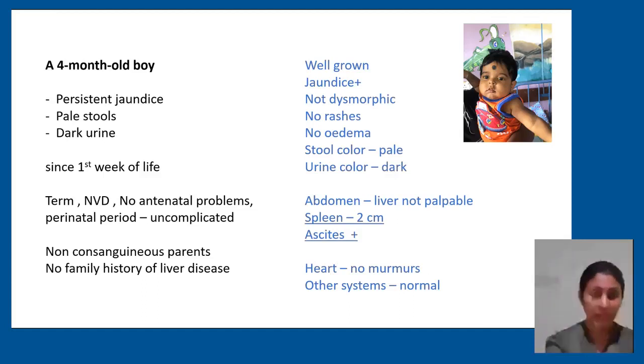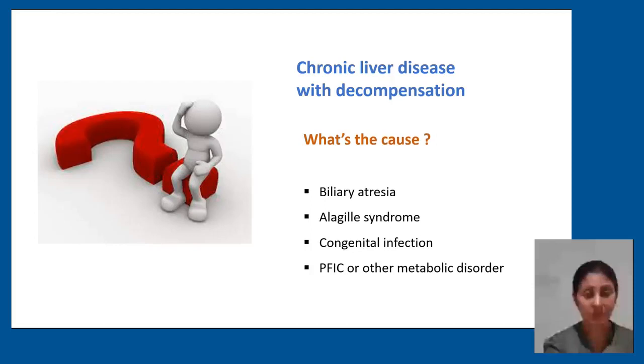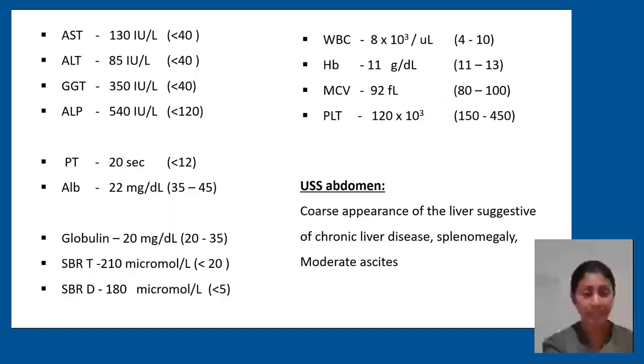Let's look at the lab test. How were they? You can see there is prolongation of the prothrombin time and low albumin, again supportive evidence for chronic liver disease. And his bilirubin was quite high. And ultrasound scan showed evidence of chronic liver disease.